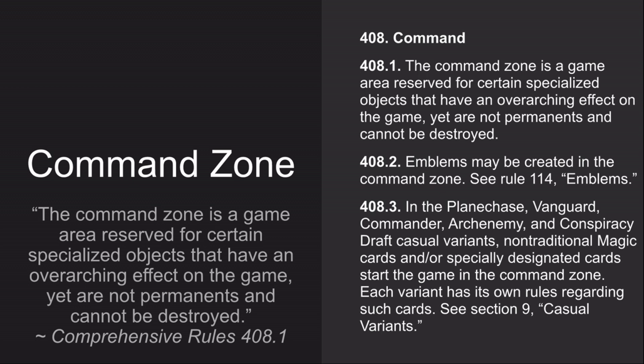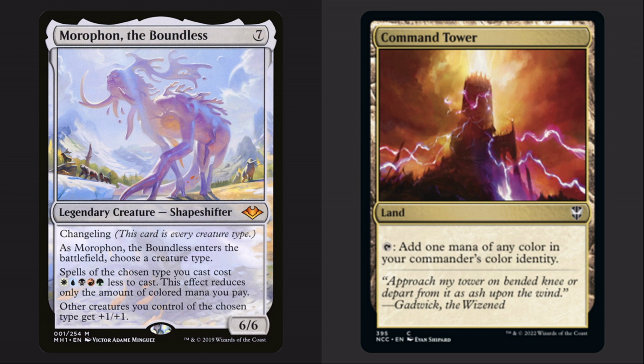The Command Zone is a game area reserved for certain specialized objects that have an overarching effect on the game, yet are not permanents and cannot be destroyed. The most commonly known use for the Command Zone is as a special place for you to keep the legendary creature card you've selected as your commander in a game of the Commander format. As a special rule of the Commander format, you can play that card anytime that it would be legal for you to do so from your hand.